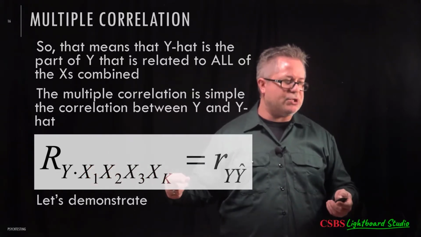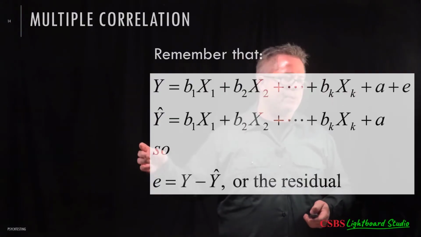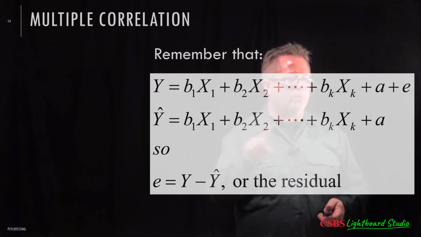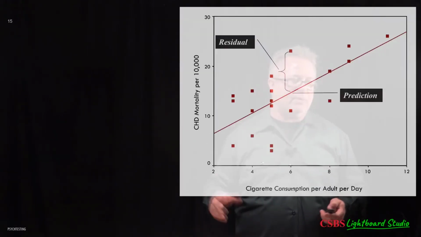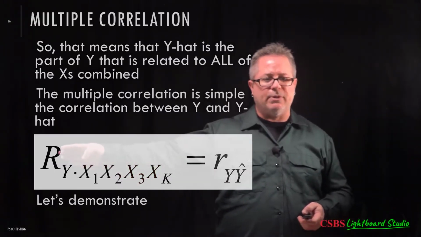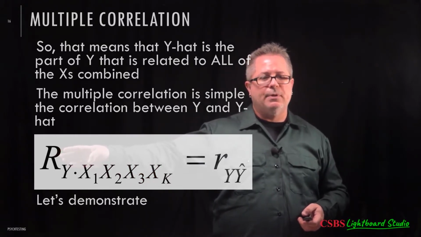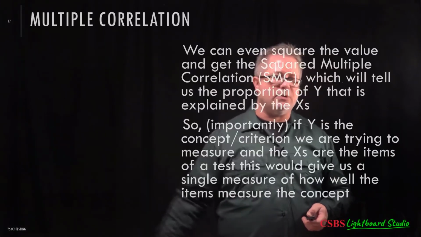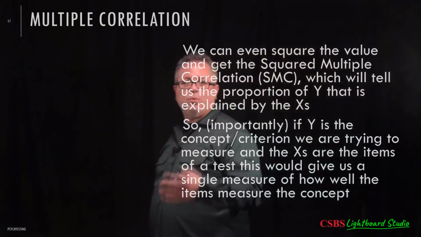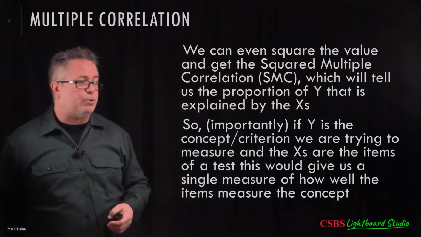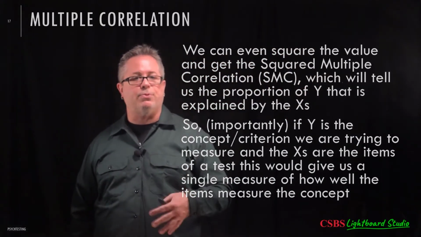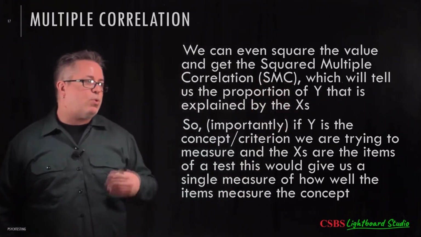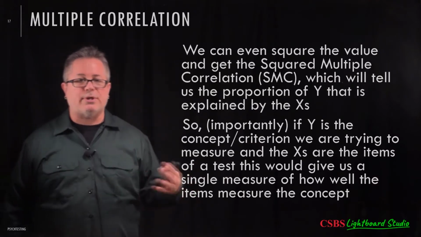This would at least give us some measure of weights, so we can tell which x's are better or worse at capturing y, and we can get an overall measure, something like a reliability. But the problem is, this is using a clinical interview for y, so we still have to have some concrete outcome. We can even square the multiple correlation. We get the squared multiple correlation, often referred to as the SMC, which tells us the proportion of y that those x's are capturing.